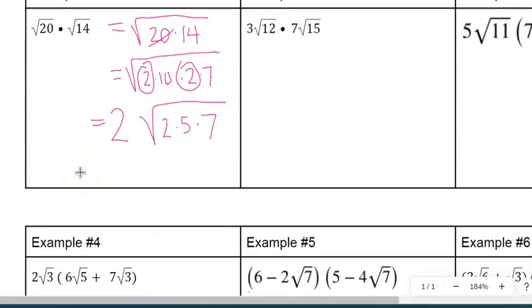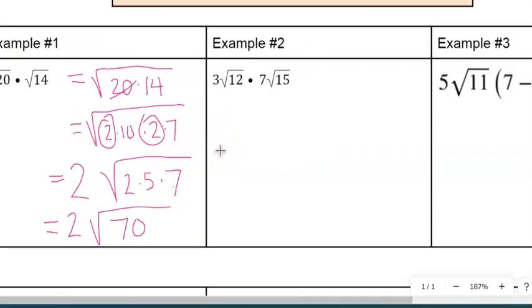Now, I've got 2, 5, and 7. They don't break down any further, and I don't have any doubles. So what do we do? Well, the rule says we multiply everything outside together and everything inside back together. So the 2 is the only number on the outside, and 2 times 5 times 7 is 70. So 2 root 70 is our final answer. Now, we could have done this problem a lot of different ways, but we'll all end up with the same answer. Let's look at example number 2.